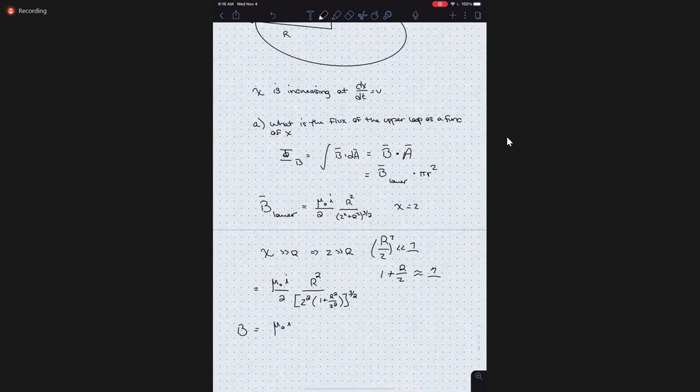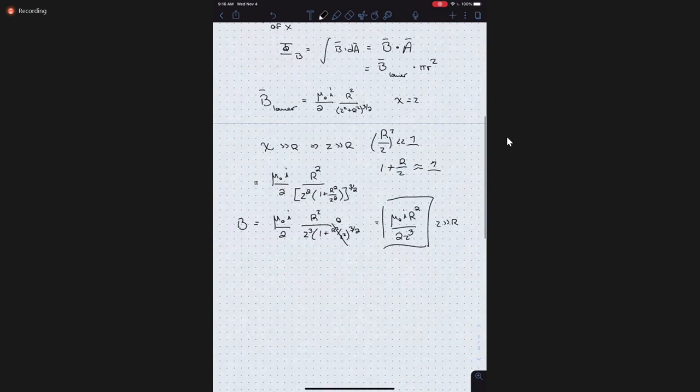And so I'm left with mu naught I over 2 r squared. And on the bottom side, we have z squared to the 3 halves. So that's just z cubed, and 1 plus r squared over z squared to the 3 halves. But we know that because of the approximation, this essentially cancels out. So we're just left with mu naught I r squared over 2z cubed. And that's it. When z is much greater than r.